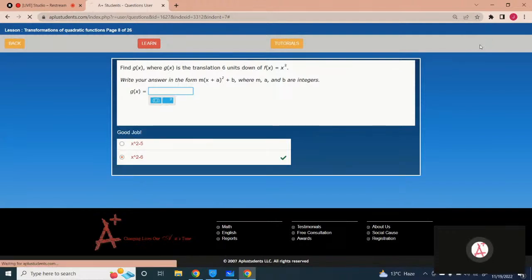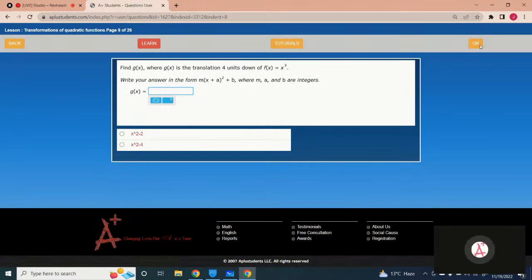We have already covered this chapter from the book. You can find the lessons on the channel. Go to grade 10 and you can find the lessons. It would be translation 4 unit down. It would be the second option. Got it?